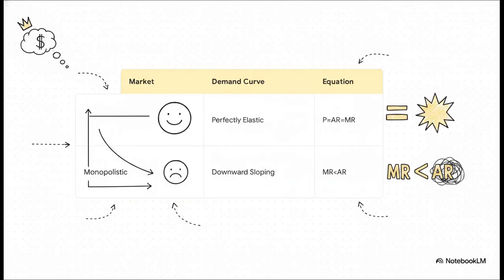So under perfect competition, price equals average revenue, which equals marginal revenue. Visually, that perfectly translates to a horizontal straight line parallel to the x-axis. Economists call this perfectly elastic. But in our monopolistic reality, the curve is actually downward sloping. To sell more, the firm has to lower its price, which means marginal revenue drops below average revenue. It's relatively more elastic because of those close substitutes we talked about, but it is definitely pointing downward.